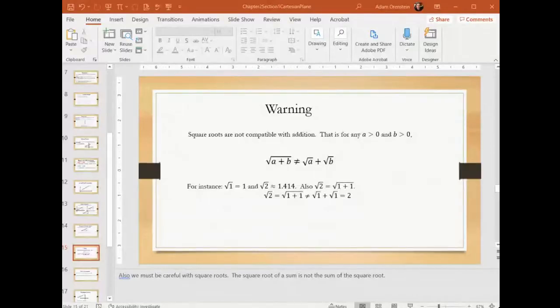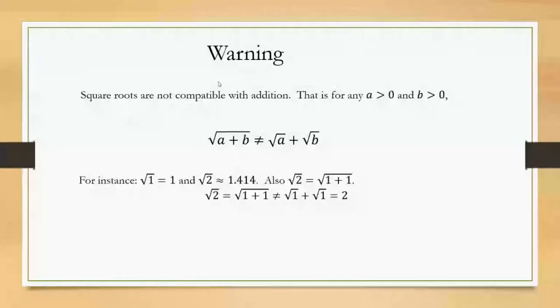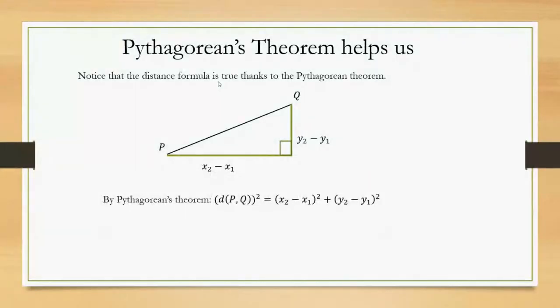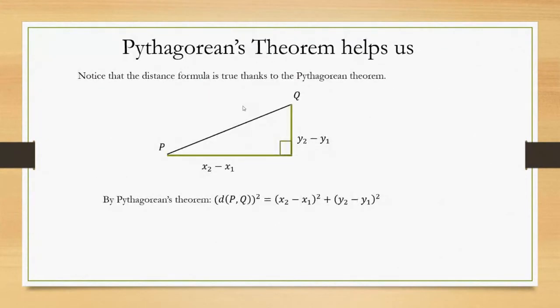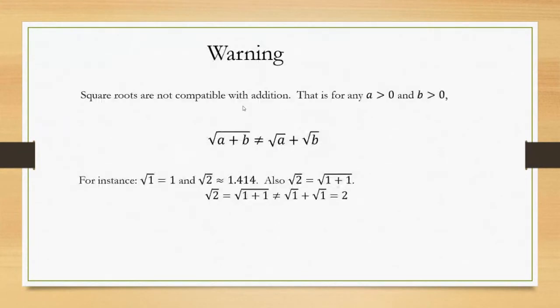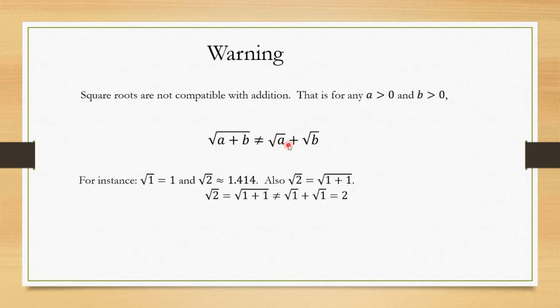So this is something else I wanted to point out as well. Since you do have to take the square root of a sum when you're doing the distance formula, I wanted to point this out because I've seen people make this mistake. They would say the square root of a sum is the sum of the square roots. What I'm trying to illustrate here is that's not true.